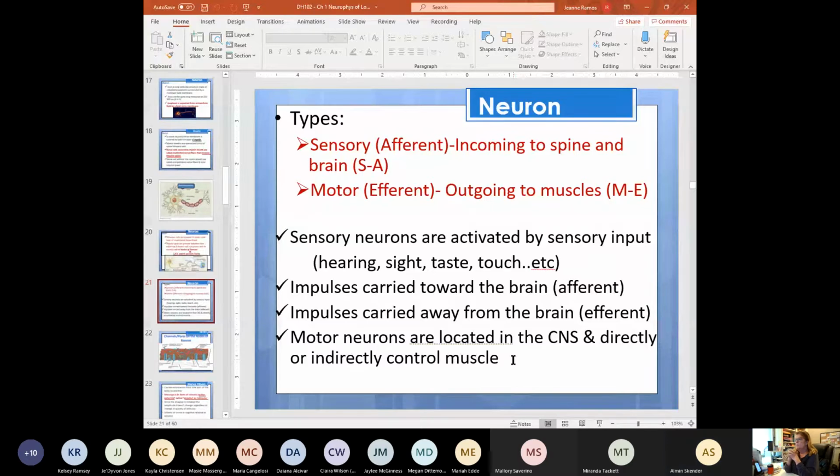Sensory is afferent. So I have SA, which I call SA, and then motor is efferent, and the first letters of those words are E, so I call it ME. So I'll just think SA-ME, so that if it asks me if something is efferent, I know that goes with the motor. If they ask me about sensory, I know it goes with afferent.